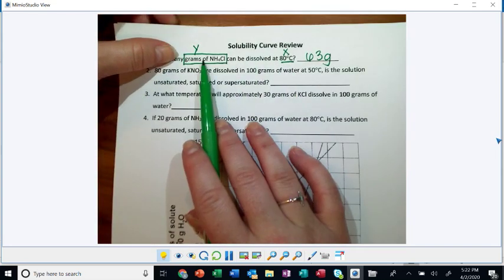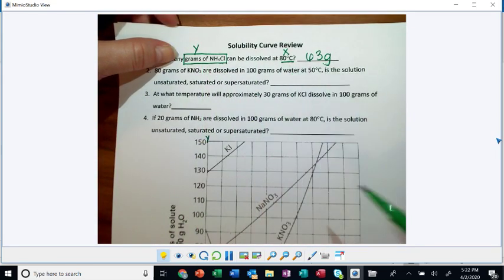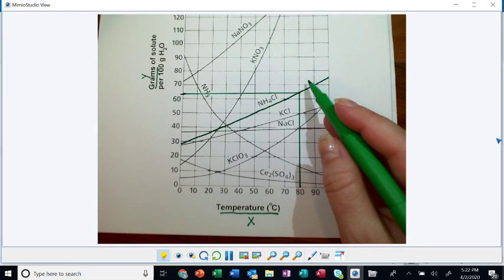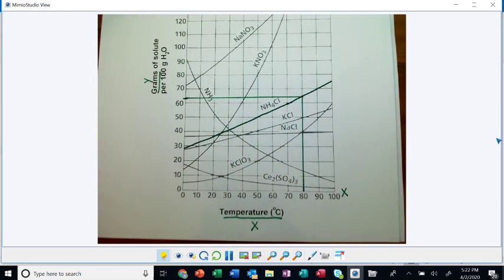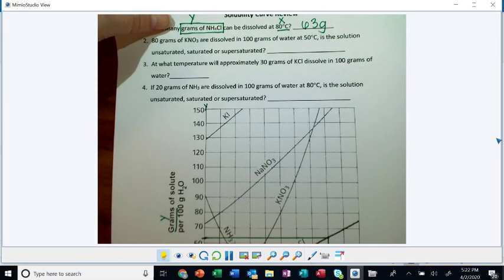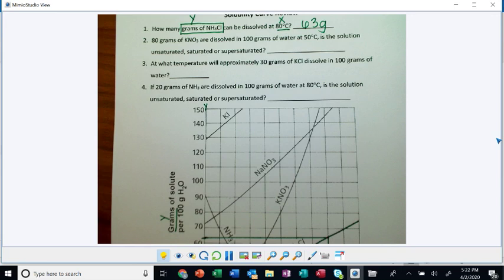So when you're looking for the Y and they give you the X, this is all you're doing. You're going to go up until you touch the line that they're asking you for on the X axis, and then you're just going to go over to that Y axis and see where you hit. So that was question 1. Let's go on to question 2.